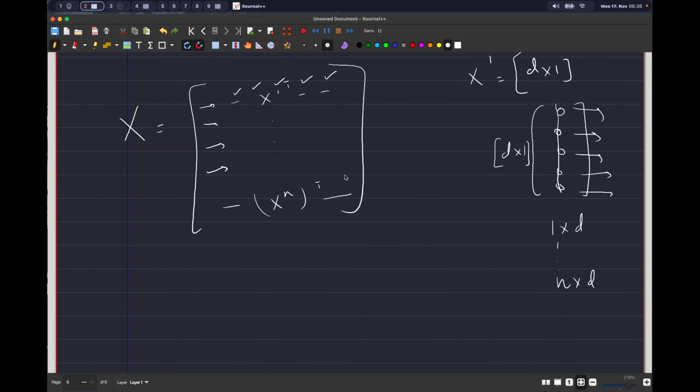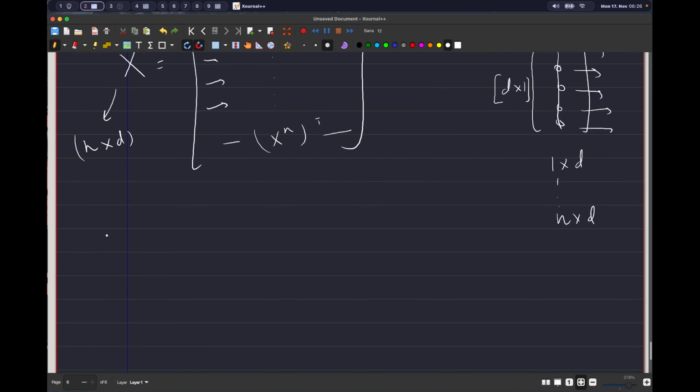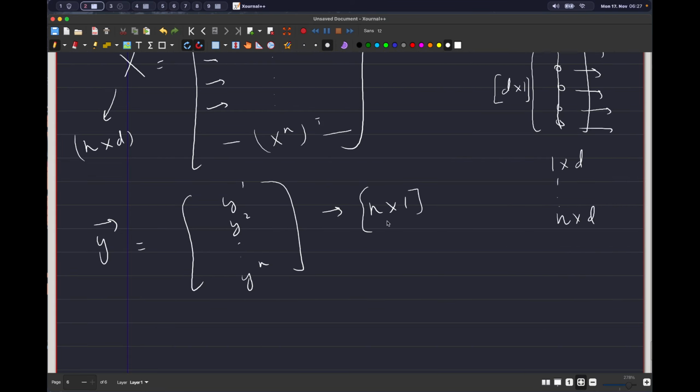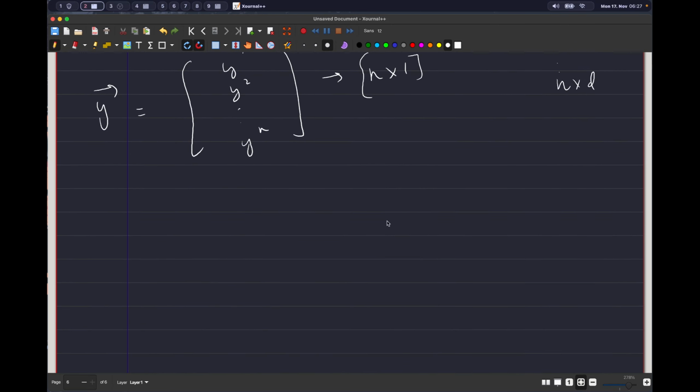Whatever your features are, the shape of the design matrix X would be n times d, right? And then you define a matrix called Y, which will contain your original values, y1, y2, all the way up to yn. So the shape of this matrix will be n by 1, right?